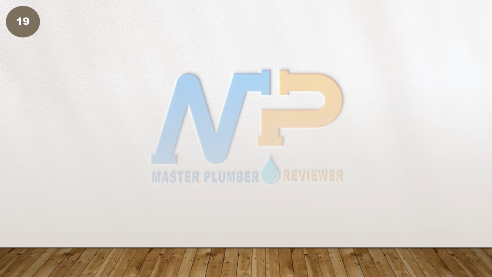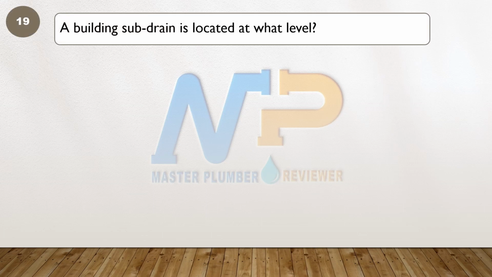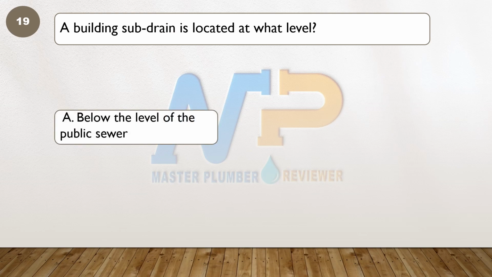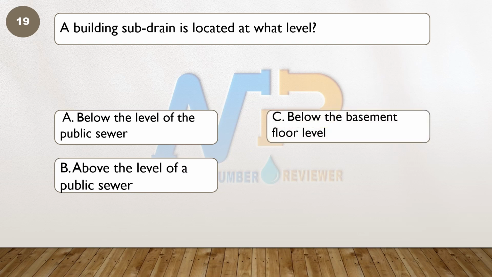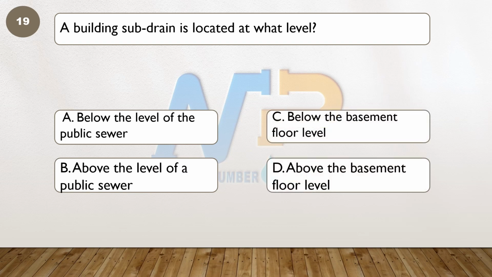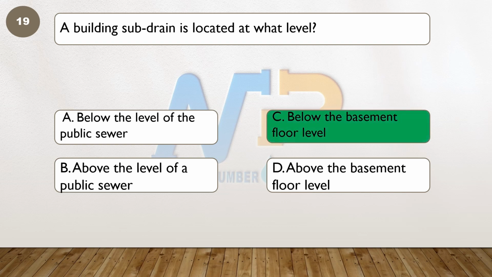Number 19. A building subdrain is located at what level? A. Below the level of the public sewer. B. Above the level of a public sewer. C. Below the basement floor level. D. Above the basement floor level. The answer. It's C. Below the basement floor level.